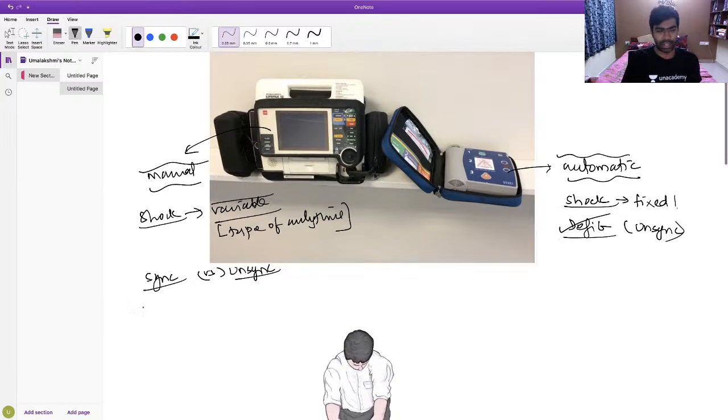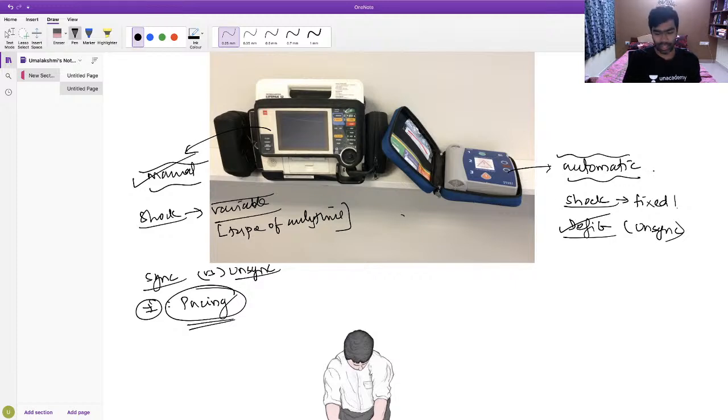And plus or minus, it has a lot of other functions, like pacing. It can do many other functions. For example, there is something called transcutaneous pacing. Even if you have transvenous leads, some manual defibrillators can do transvenous pacing as well. So there are a lot of differences between automatic and manual.